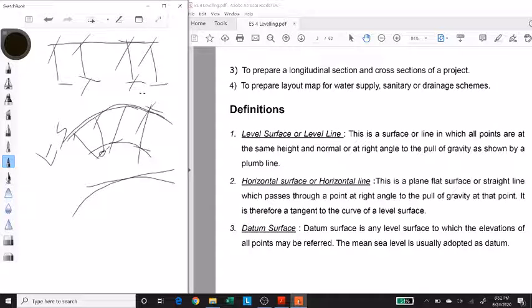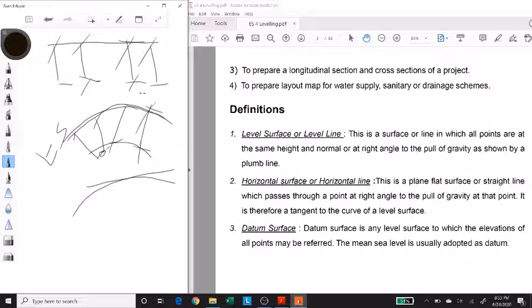And this is basically your line of sight or line of collimation. When you perfectly level your instrument, the plane of your instrument is not a level surface, it's actually a horizontal surface or a horizontal line. And that is when your instrument becomes perfectly leveled, when you achieve this horizontal line, or this tangency to the curved surface, which is the level surface.